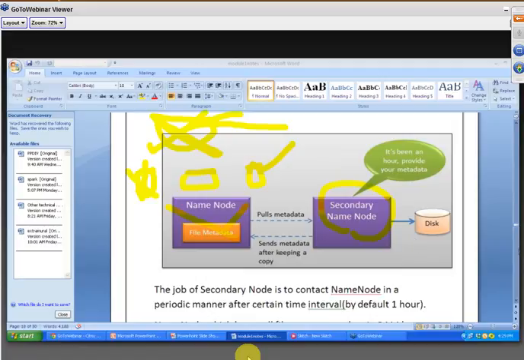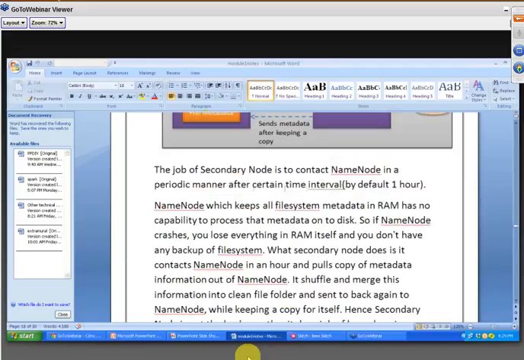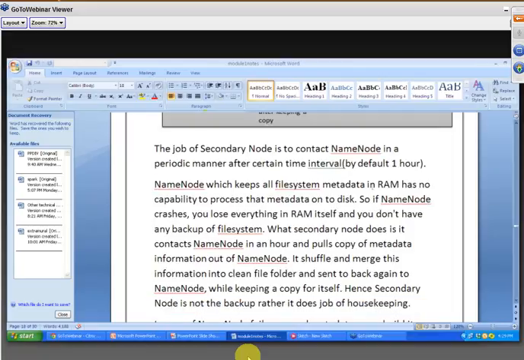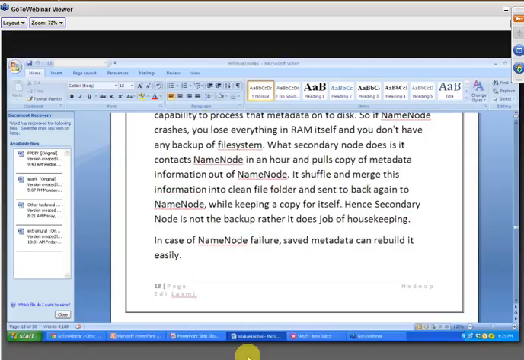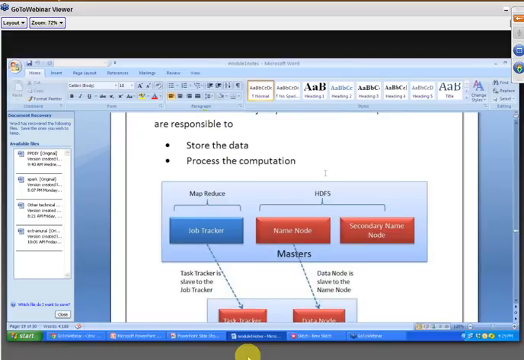The job of secondary name node is to contact the name node in a periodic manner after some interval of time. By default it is 1 hour, and we can change it to 2 hours or half an hour depending upon our requirement, right?